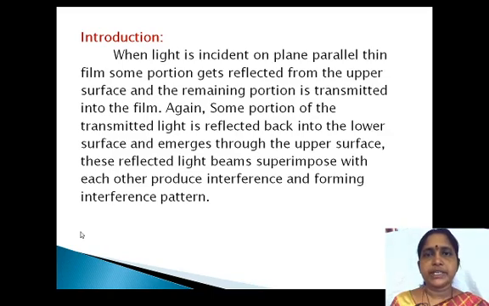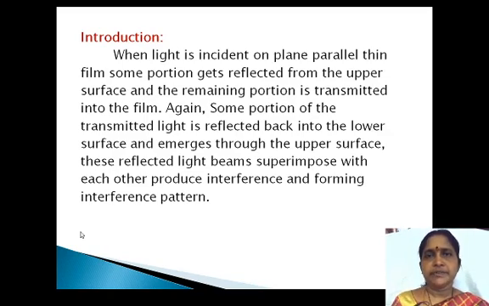Some part of the light is reflected by the upper surface of the thin film. Some part of the light is transmitted through the film, and this transmitted light is again reflected by the lower surface of the film. These two reflected rays superimpose at a point. The intensity is modified as maxima and minima.